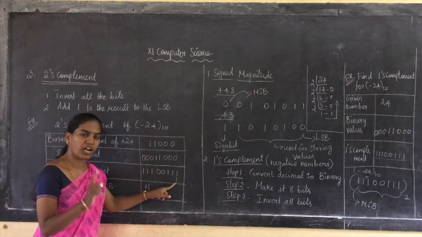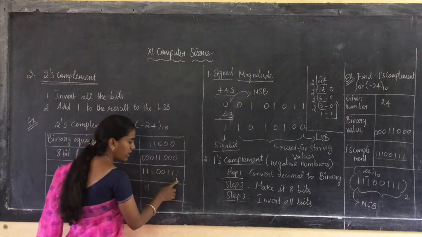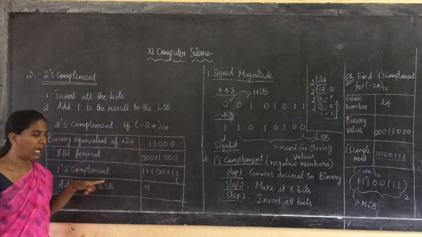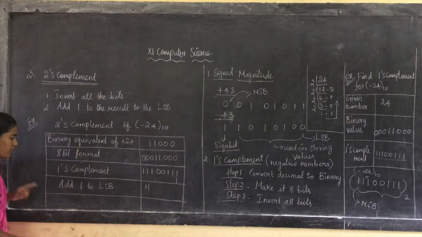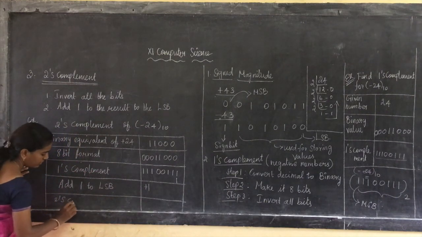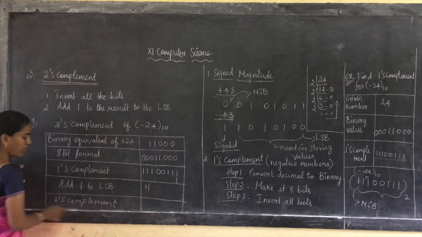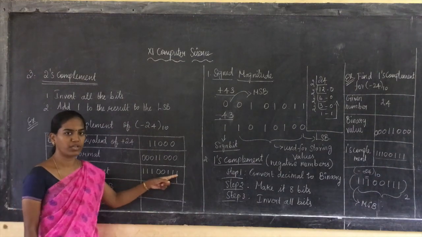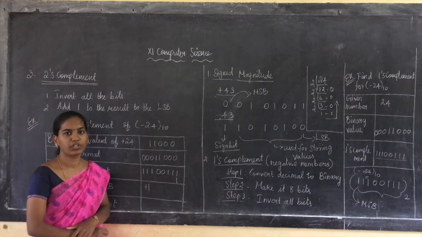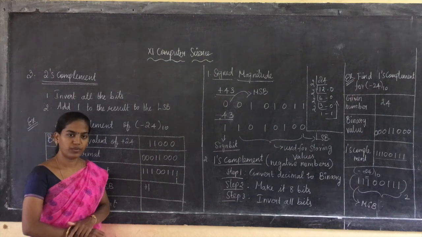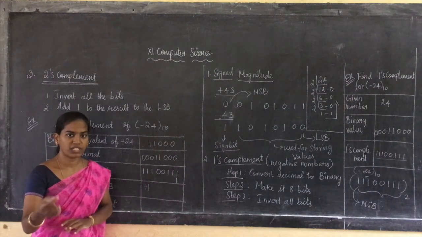The 1 is added on the right side, in the normal addition order. You have to add the value 1. Clear? Now, for the final 2's complement, you add one to the rightmost bit. When we add one here, we should not write 2. In binary, 1 plus 1 is 10. Binary addition is the main part of the problem.